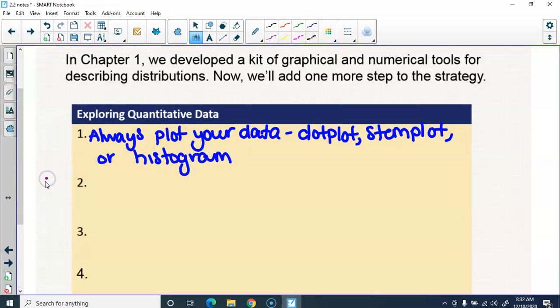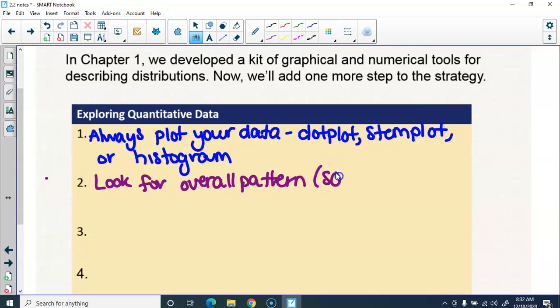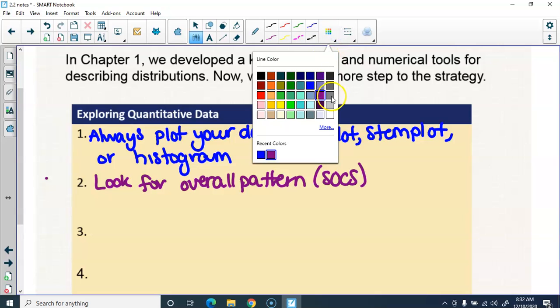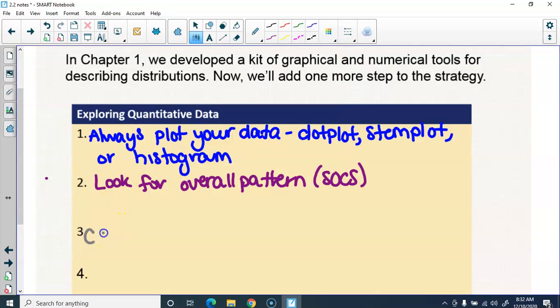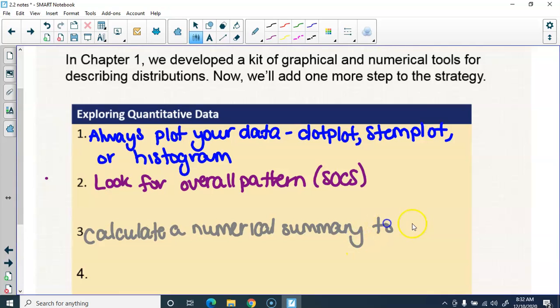Number 2, look for overall pattern, which I guess we could say is our SOCS here. So that covers the shape, outliers, center, and spread. Then we need to calculate a numerical summary to describe center and spread.